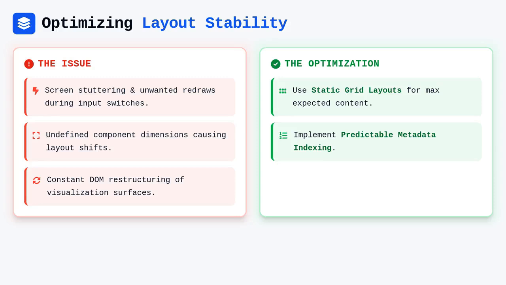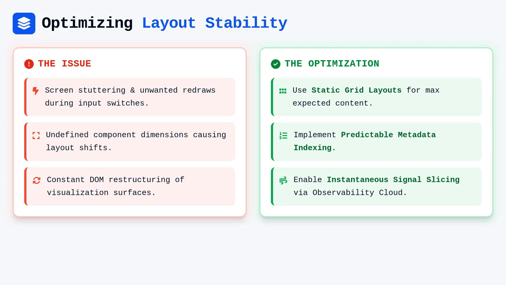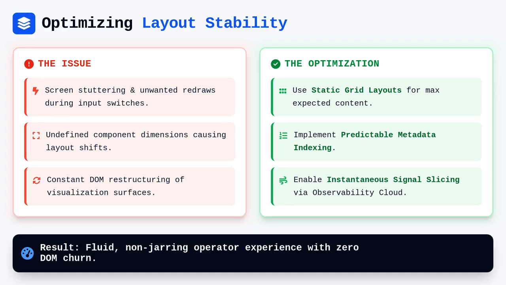By ensuring that your metadata indexing patterns remain predictable, the Observability Cloud can perform lookups for the new signal slice without needing to restructure the document object model of the visualization surface. This leads to instantaneous data updates that feel fluid rather than jarring to the operator.